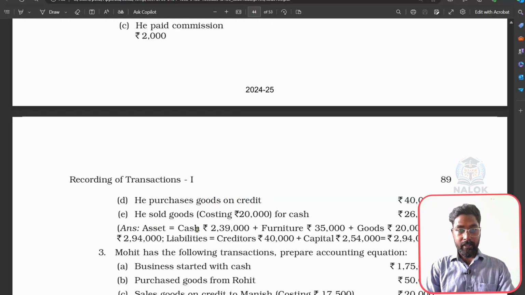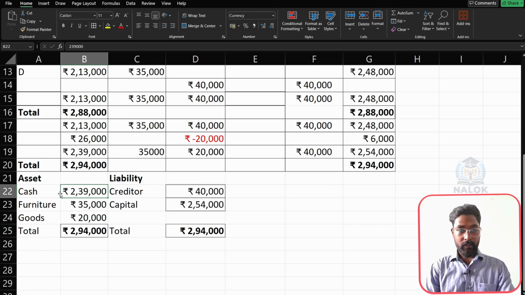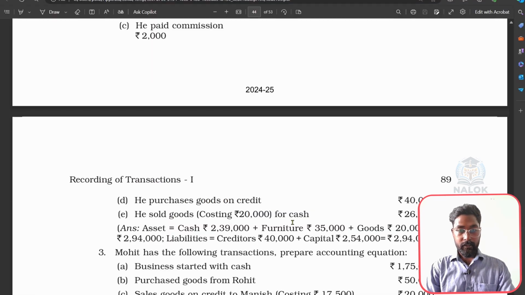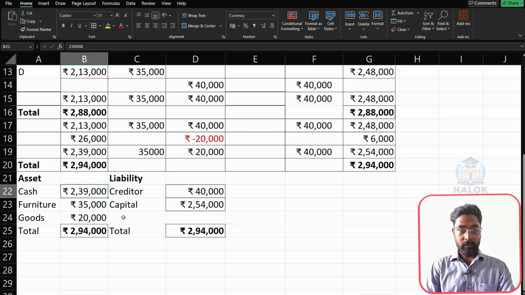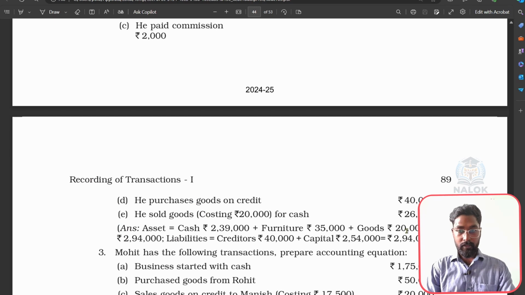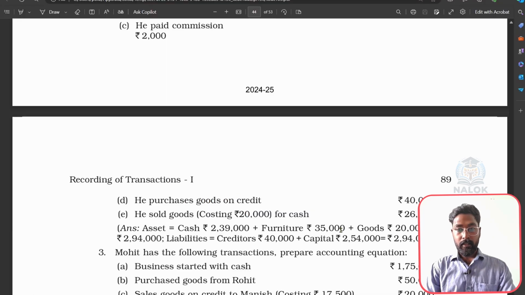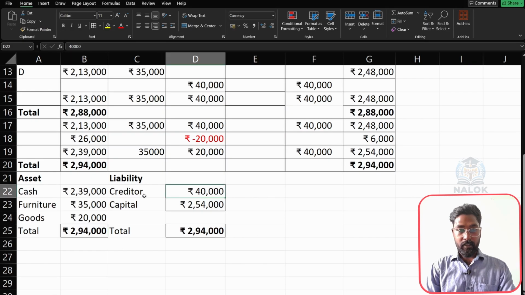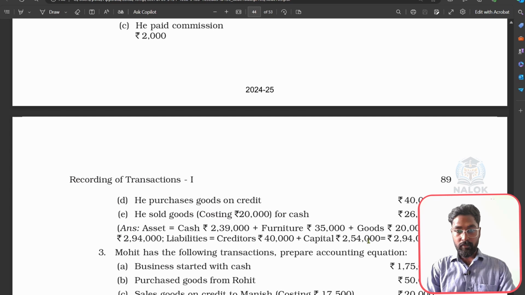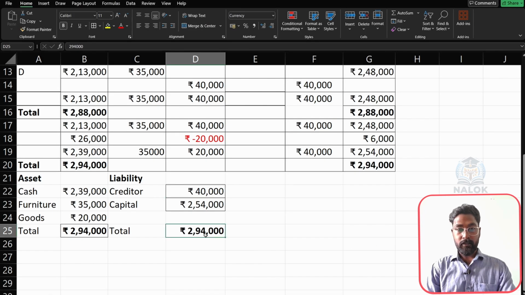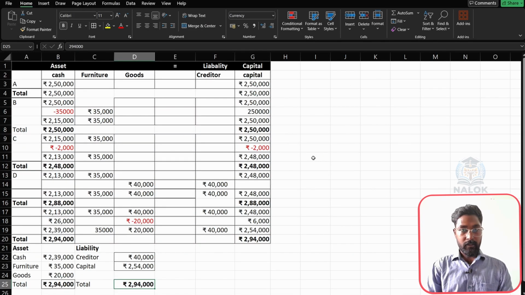In the assets, cash is 2,39,000, the furniture is 35,000, and the remaining goods account is 20,000. It comes to 2,94,000. So 2,94,000 is equated. Now in the liability section, the creditor is 40,000 payable, and the capital is 2,54,000. So that equals 2,94,000. This is the analyzed transaction.